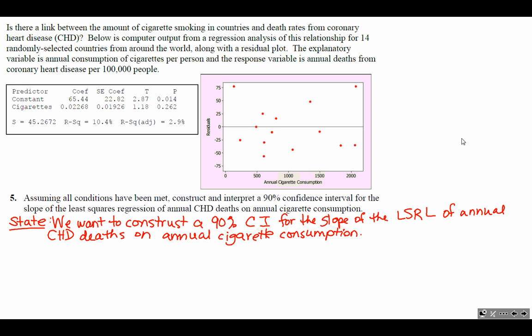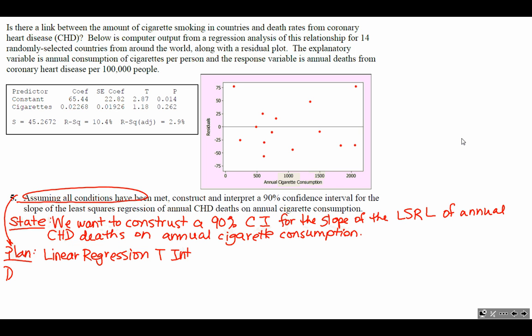Okay, and then for the plan, it said assume that the conditions are met. I remember reading that somewhere. Assume all conditions have been met. So you don't have to list those, but you would go in and tell them what you're doing. So we are doing a linear regression. Name the test, you know, and it's actually not a test, it's an interval. We're doing a linear regression T interval.